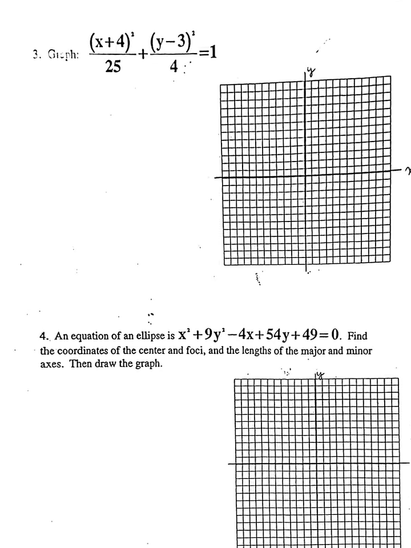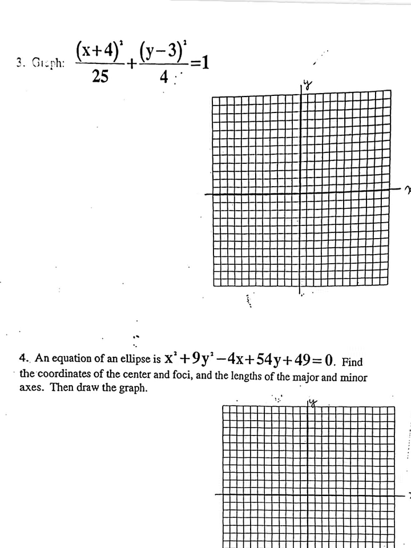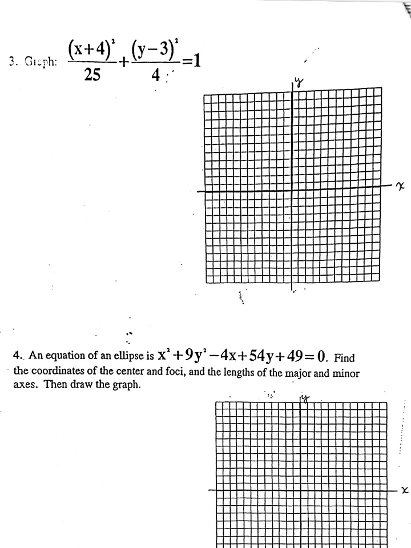Okay. So number 3, first of all, in this chapter, it's going to be important that you can look at an equation and know what type of graph you're going to have. So we've talked about a parabola already. A parabola is when one of the terms is squared and the other one isn't. Like if you have y equals x squared or x equals y squared. So one of them squared, one of them isn't.